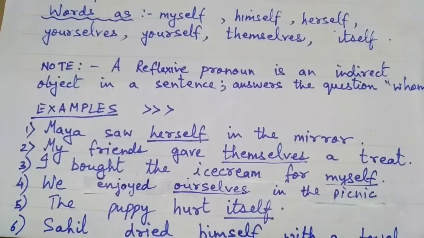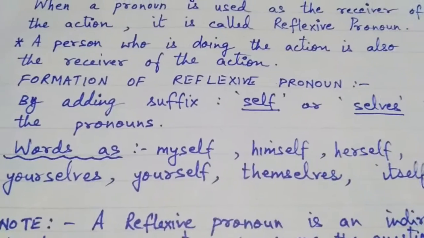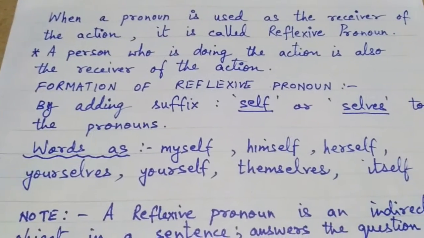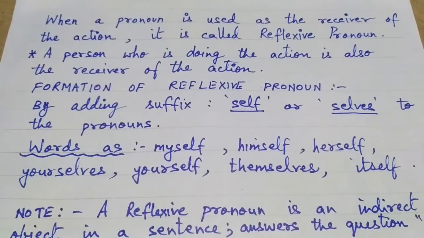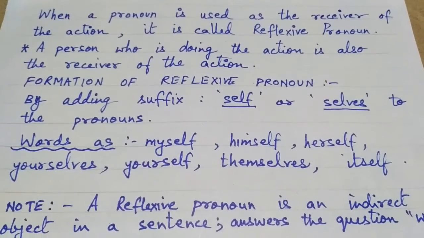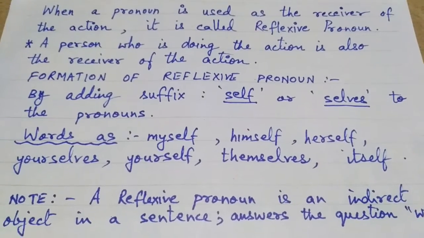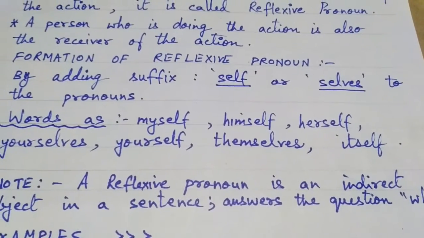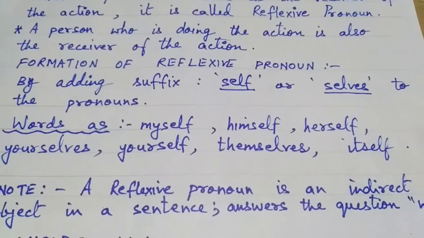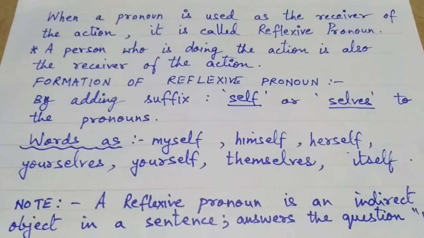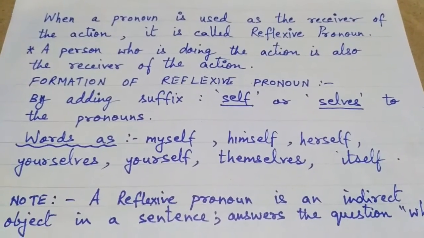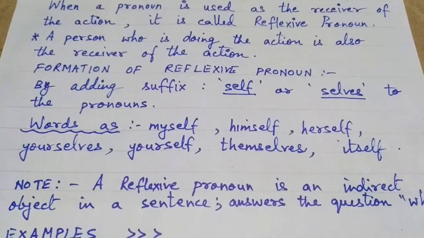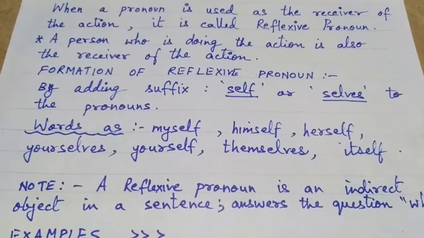So children, I hope you understood this. Let us have a recap. A reflexive pronoun is a pronoun which is formed by adding self for singulars or selves to make plural reflexive pronouns. This special pronoun is used as the receiver of the action. And who is the receiver? Of course, the subject is the receiver. So you can note here that the subject and the object are correlated, they are related to each other.